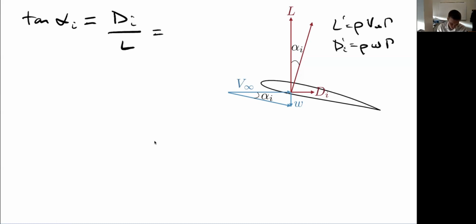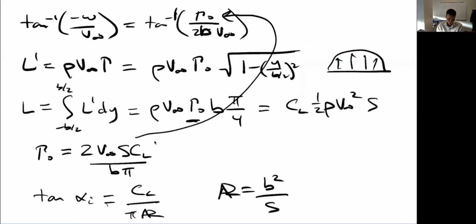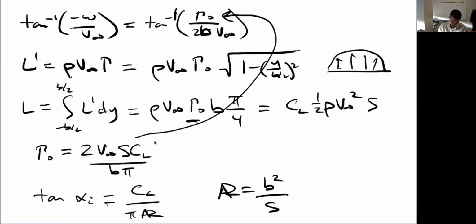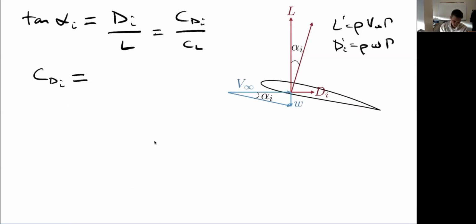Or in coefficient form, my induced drag coefficient over my lift coefficient. That's nice because now I can use this result to relate my lift to my drag rather than just downwash and things that are less natural for me. I'm going to plug that in and I get as follows: my induced drag coefficient equals, I'm going to take CL and multiply it on this side, so I get CL squared over pi times aspect ratio.